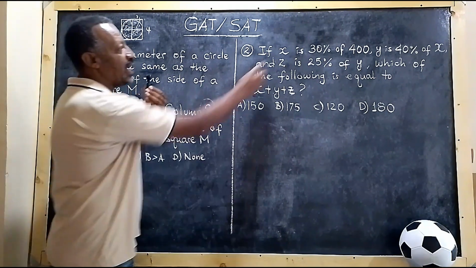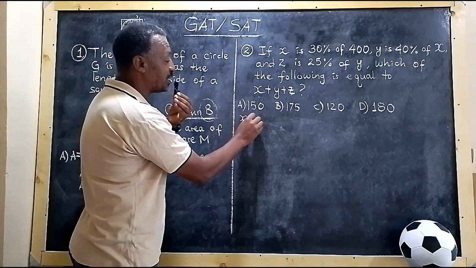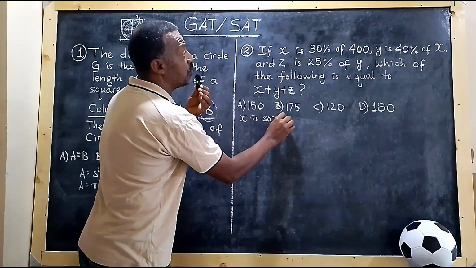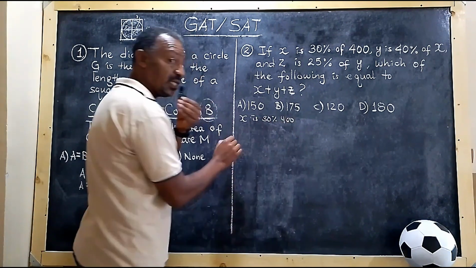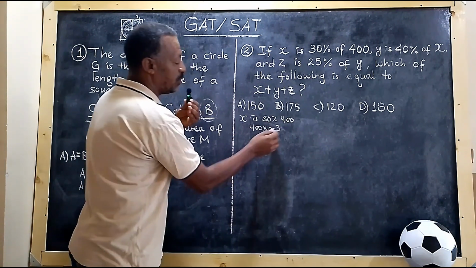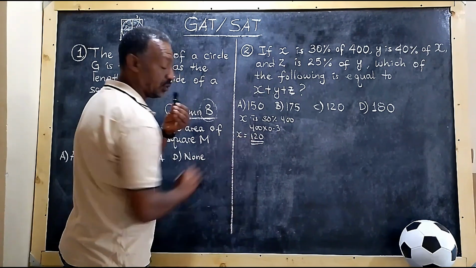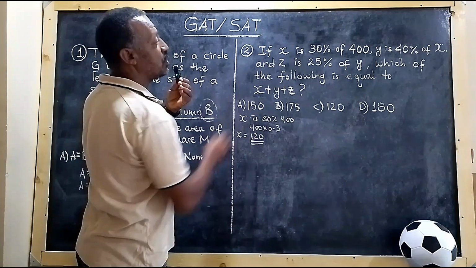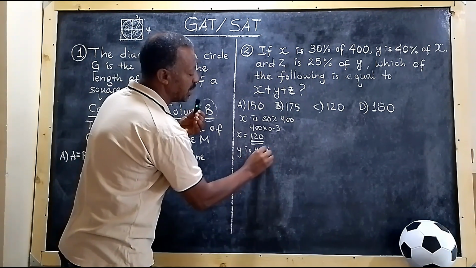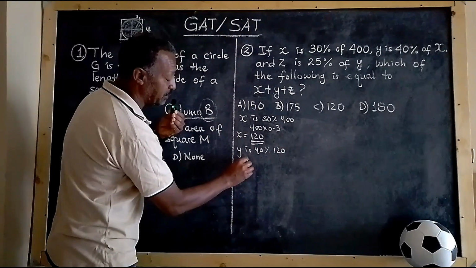Let's calculate. x is 30% of 400, which means 400 times 0.3. You calculate 3 times 4, it's 120. So x is equal to 120. Let's talk about the next one. It says y is 40% of x. y is 40% of x, which means 120.